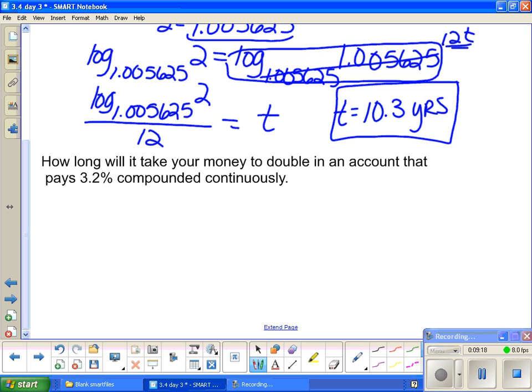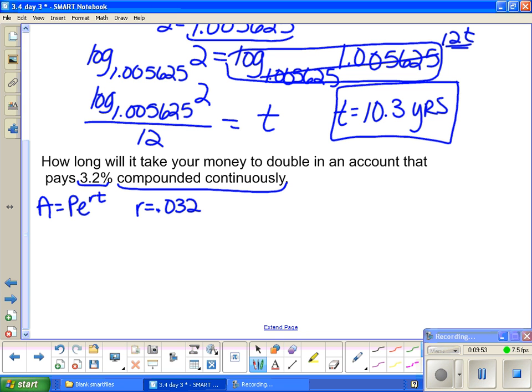What if I'm compounding something continuously? So that's the first word that stood out in my mind. So I need to use this formula. How long will it take your money to double in an account that pays 3.2%? So I don't know how much I'm investing or the amount yet. I'm going to discuss that in a second. So I'm going to change this rate to 0.032.